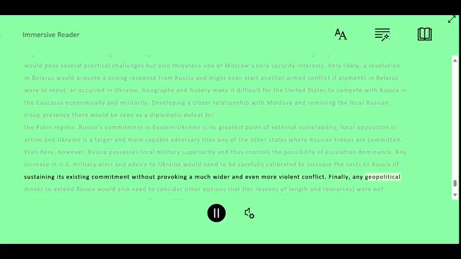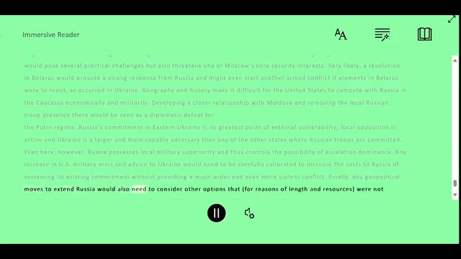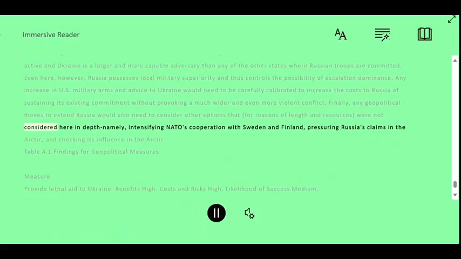Finally, any geopolitical moves to extend Russia would also need to consider other options that, for reasons of length and resources, were not considered here in depth, namely, intensifying NATO's cooperation with Sweden and Finland, pressuring Russia's claims in the Arctic, and checking its influence in the Arctic.